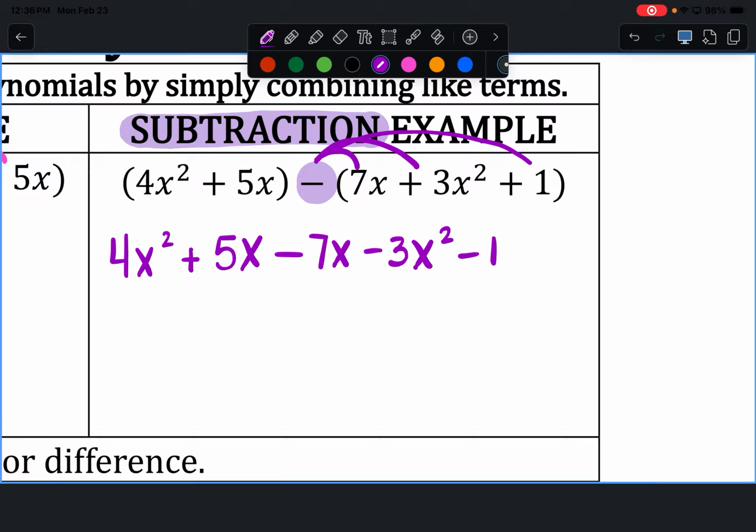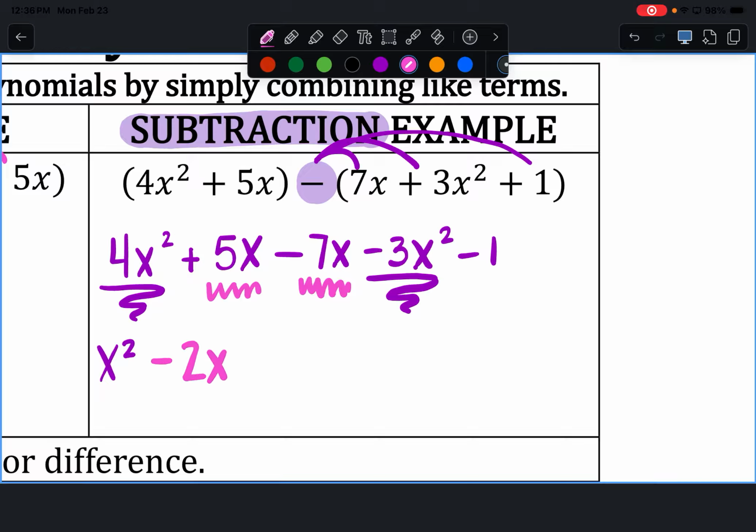Now we're good to combine our like terms, okay? So what term should we write first to put it in standard form? Okay, x squared. So what is our like terms with x squared? 4x squared and negative 3x squared. What is 4x squared minus 3x squared? Okay, what is our next set of like terms? Okay, so 5x, negative 7x. What is 5x minus 7x? Okay, what is our last like term? Does it have any friends? No, it's lonely.